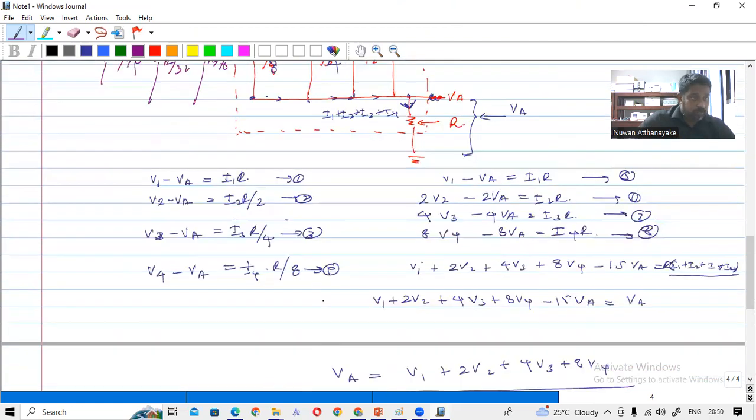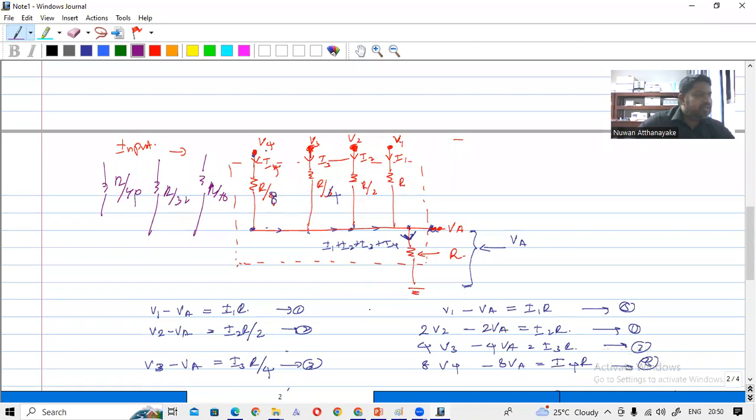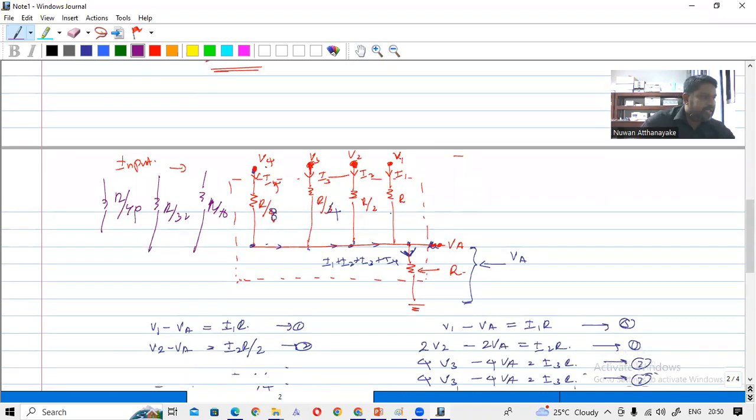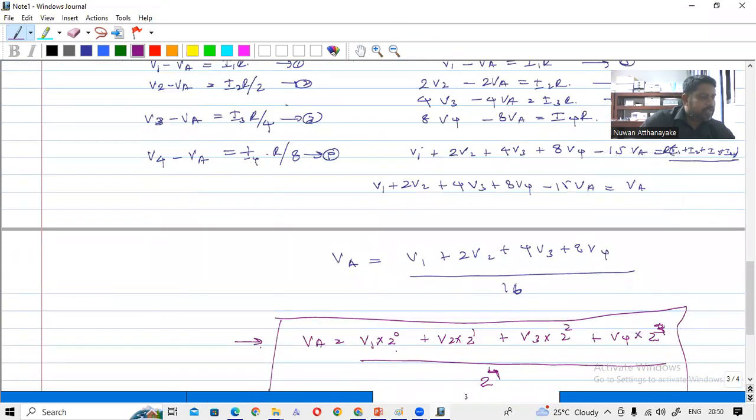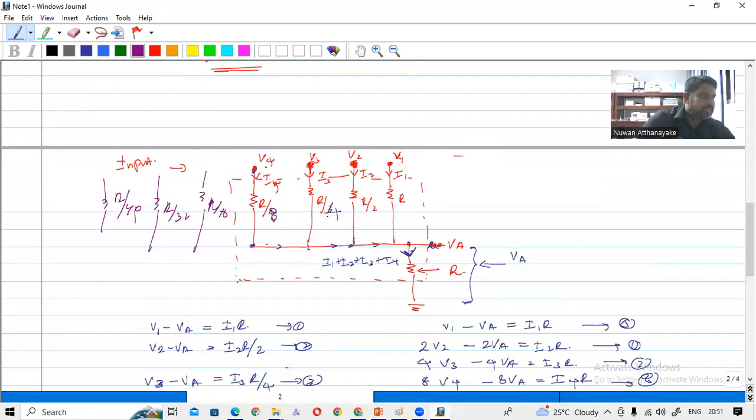Then the question is how this acts as a digital to analog converter. That one also you can easily understand. You can see that V1 has 2 to the power 0 weight, V2 has 2 to the power 1 weight, V3 has 2 to the power 2 weight, and V4 has 2 to the power 3 weight. That means this has 2 to the power 0, this has 2 to the power 1, this has 2 to the power 2, this has 2 to the power 3, and if you have more, this has 2 to the power 4, 2 to the power 5. Likewise, for the nth, you have 2 to the power n minus 1. So you can see that the weights are there.